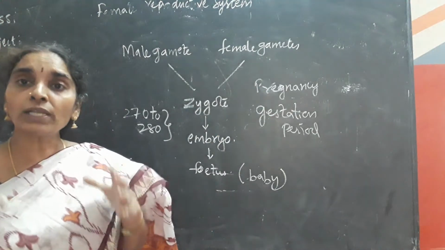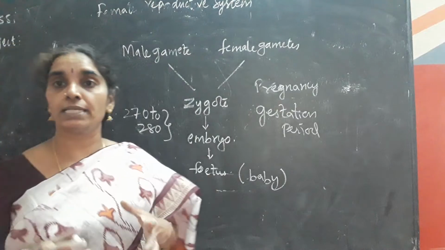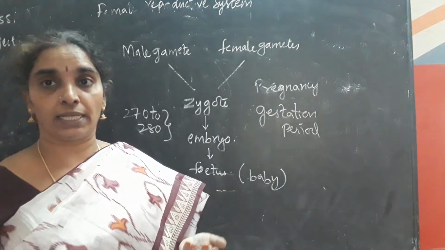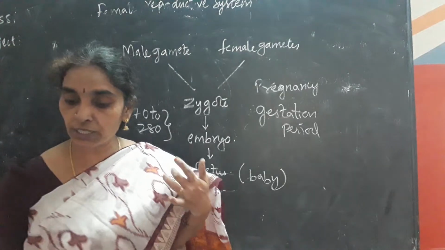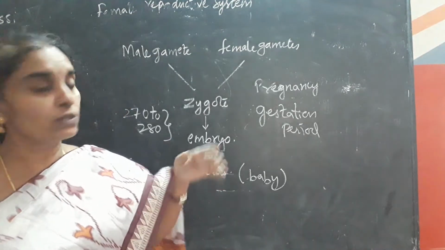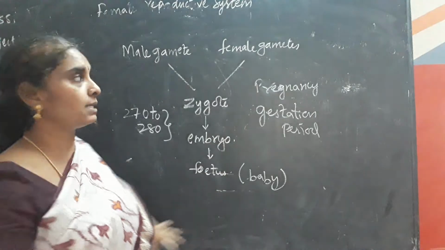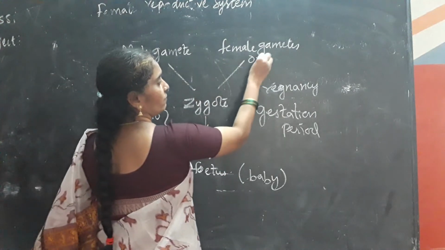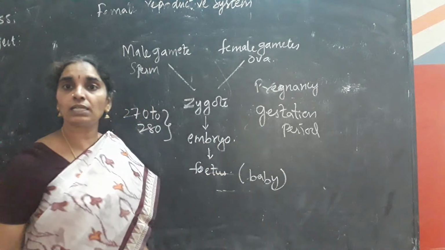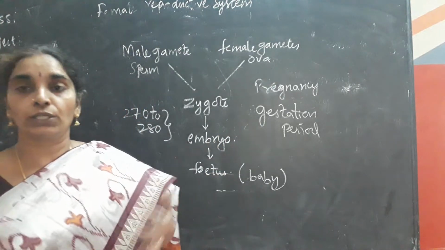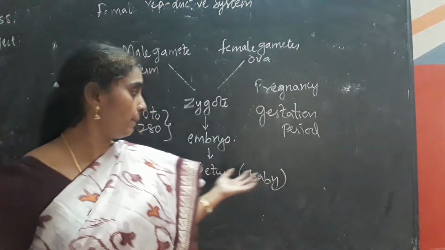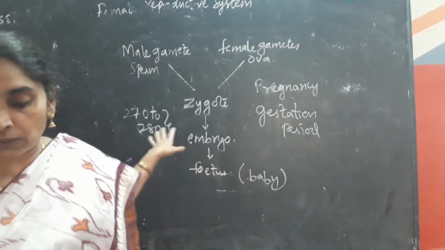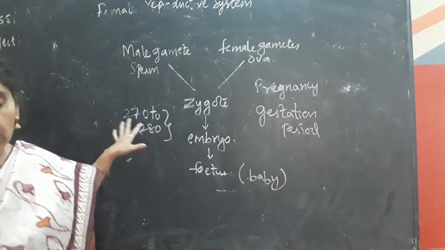So what happens if reproduction does not take place? If reproduction does not take place, there will be no new generation of the species. The question is asked, what happens if the fusion of ova and sperm doesn't take place? Male gamete is sperm and female gamete is ovum. If the fusion does not take place, no pregnancy occurs, or the formation of zygote does not take place.